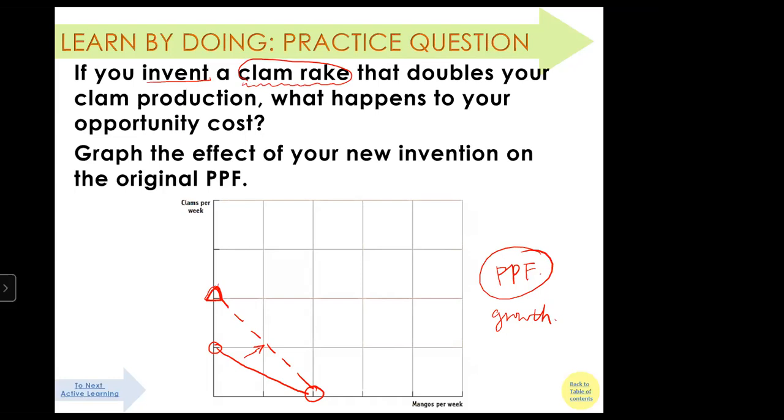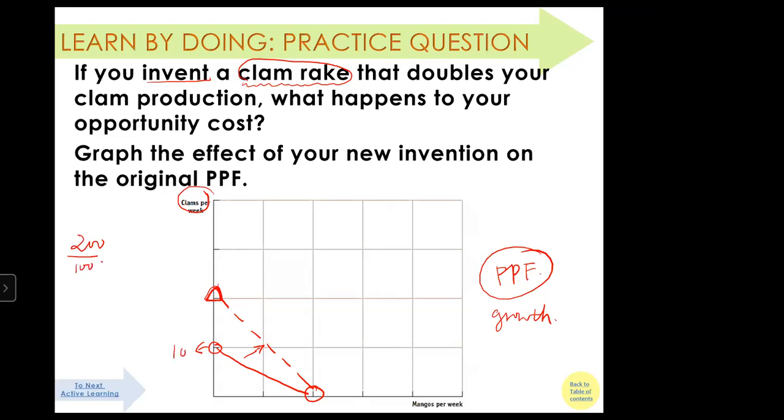So it helps us understand the PPF. Oh, by the way, if we calculate the opportunity cost of clams, you will find out here, when we look at the original PPF, the opportunity cost of clams will be 200 divided by 100.